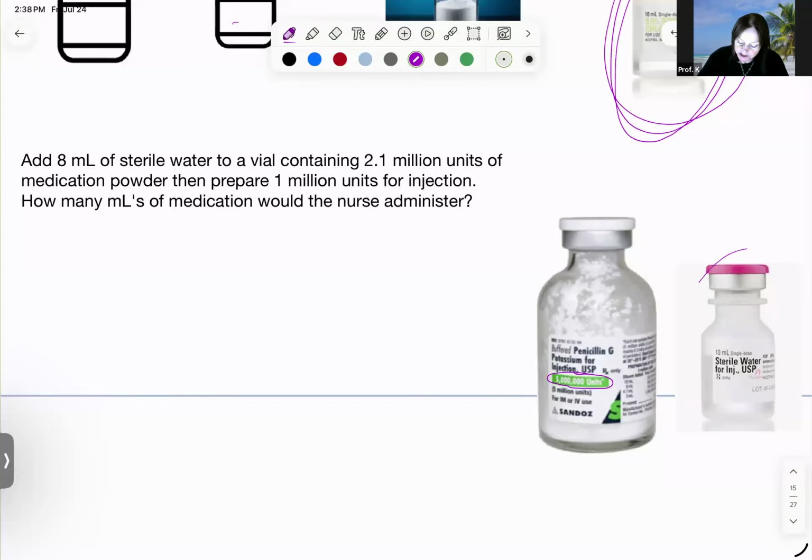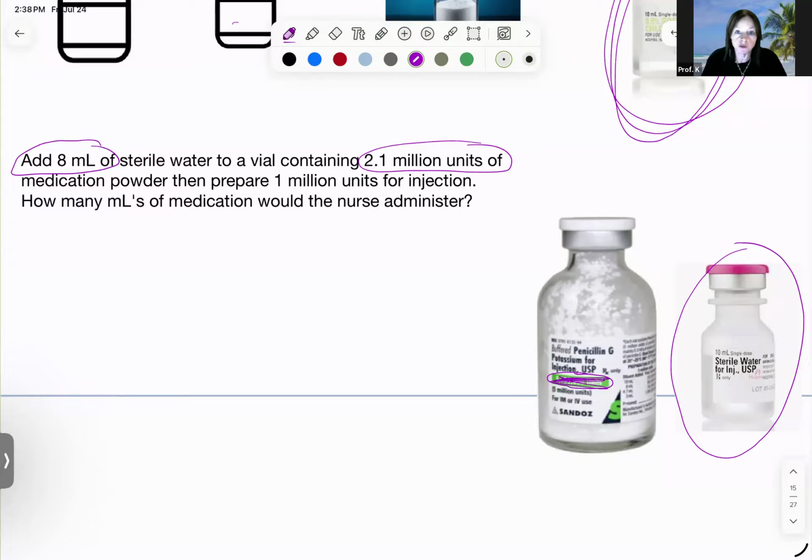Add 8 milliliters of sterile water to a vial. Now this vial says 5 million, but the example is 2.1 million units of medicated powder. So if I add 8 milliliters to 2.1 million units, what's my concentration that I just created? And it's not a trick question. What's my concentration I just created? Your concentration is 2.1 million units of the medication in 8 milliliters of liquid. That's exactly right.